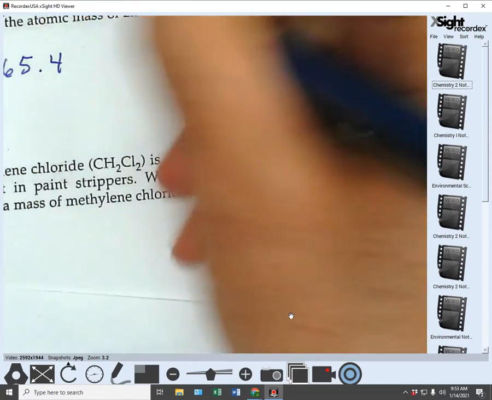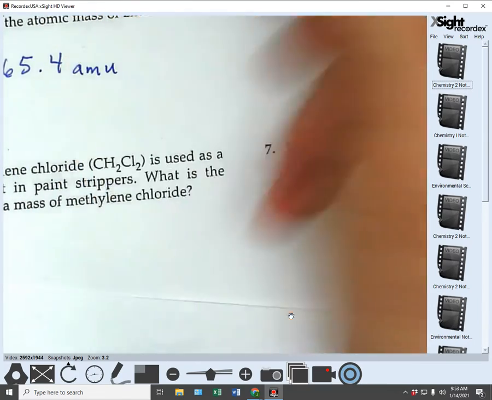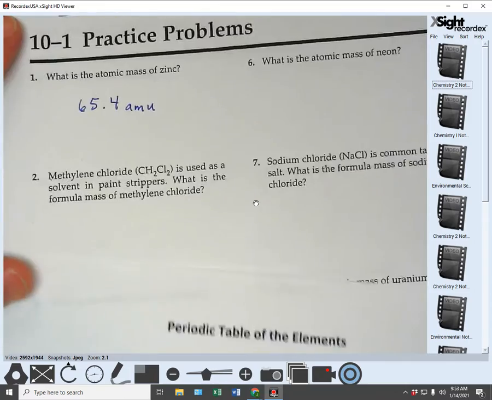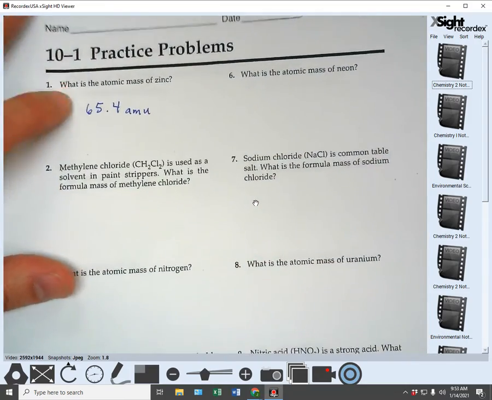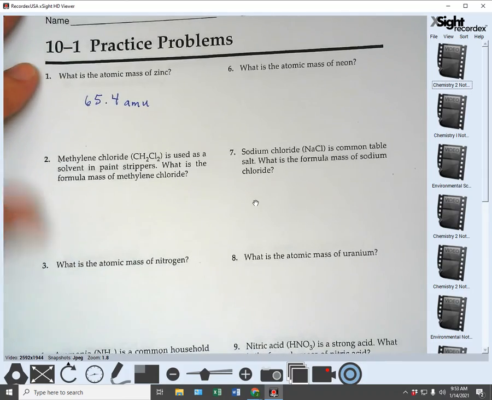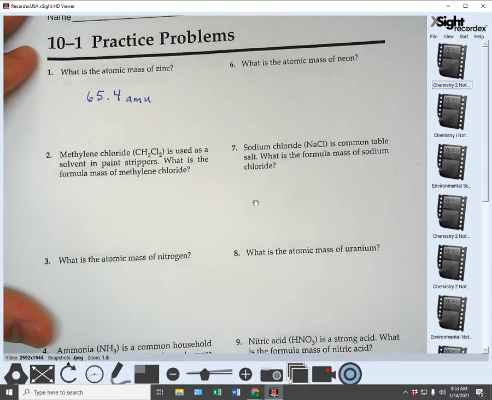And your label for atomic mass is AMUs. That's all you need to do. You don't need to show any work for the atomic mass ones. Okay. All right, formula mass number 2.